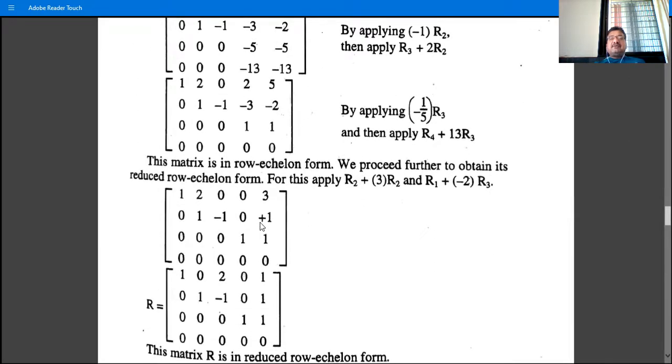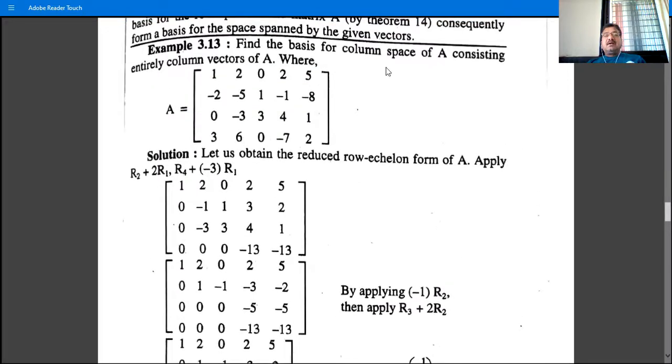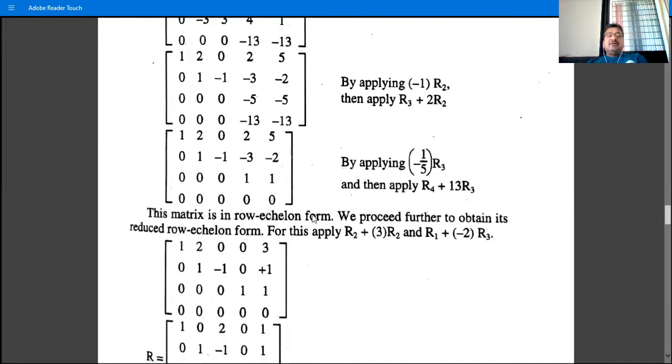We have to reduce this matrix to reduced row echelon form. So what is the difference? This is a row echelon form. We have to reduce this matrix to reduced row echelon form in order to find the basis for the column space of A. So we have to reduce the elements of the columns that contain a leading one to zero, except that one. This is the column containing a leading one. If you observe, this is one and the remaining elements are zero. This column contains a leading one, and this column contains a leading one. What are they? The first, second, and fourth columns.